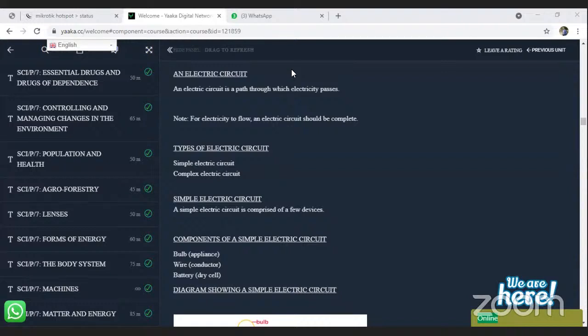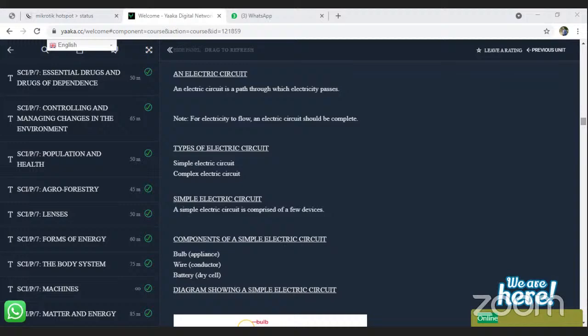We have thermoelectricity, solar electricity. Okay, those ones are under alternating current electricity.